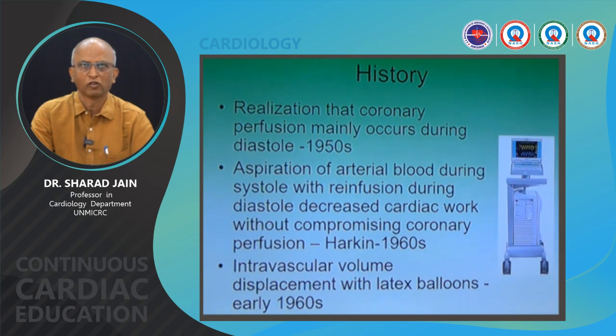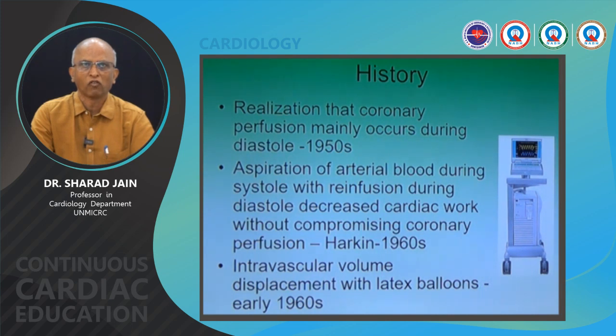Coming first to the history, the realization that coronary perfusion mainly occurs during diastole came in 1950. Before that, it was not known that coronary perfusion occurs in diastole while the other circulation goes in systole. Aspiration of arterial blood during systole with reinfusion during diastole decreased cardiac work without compromising coronary perfusion. This was first pointed out by Harken in 1960.